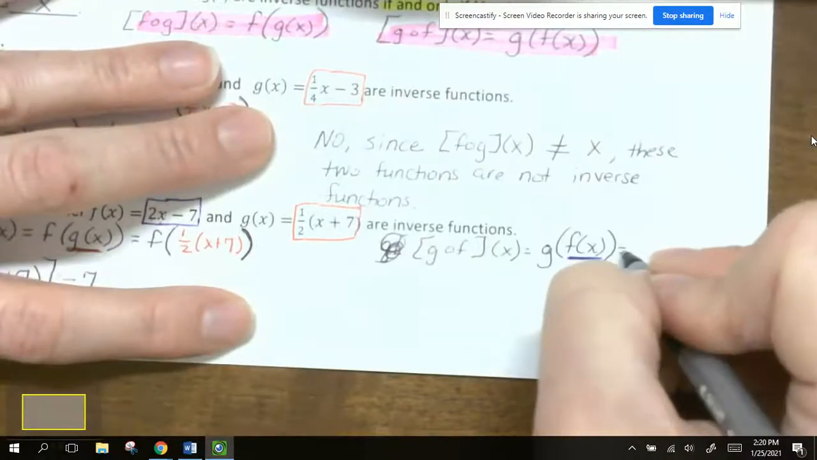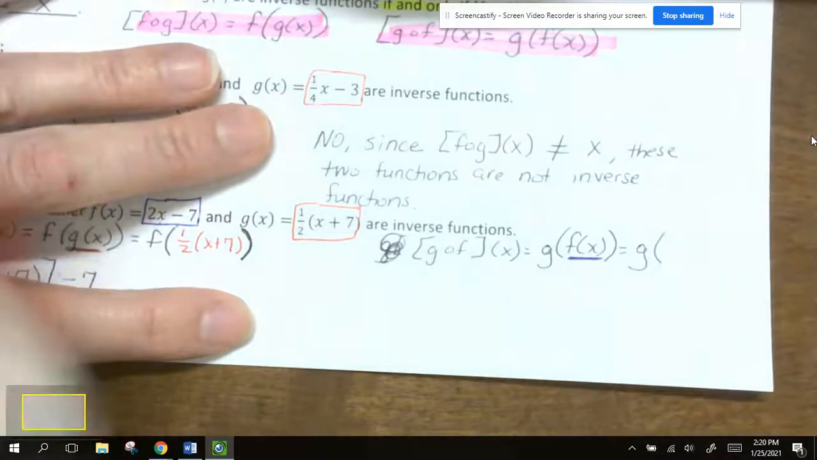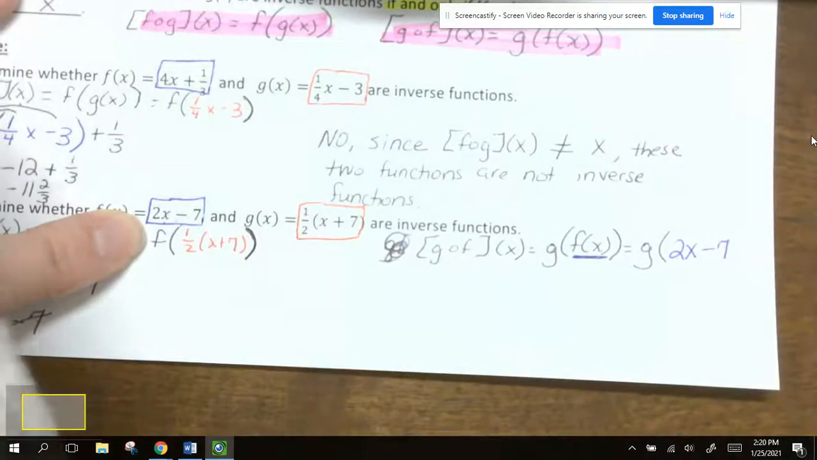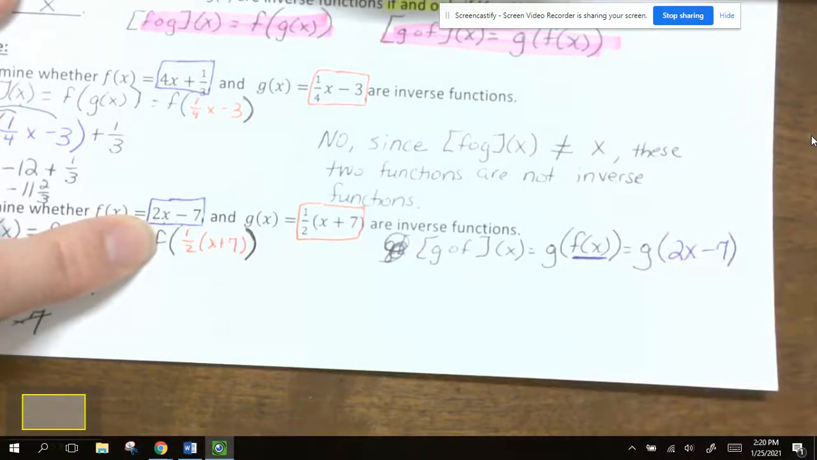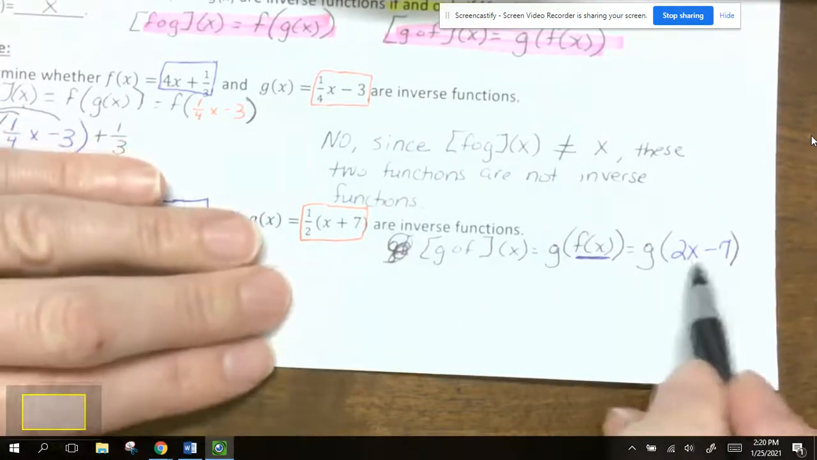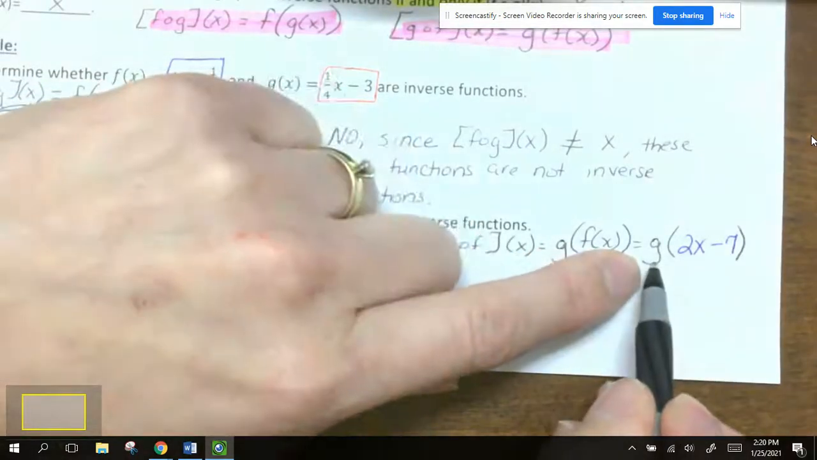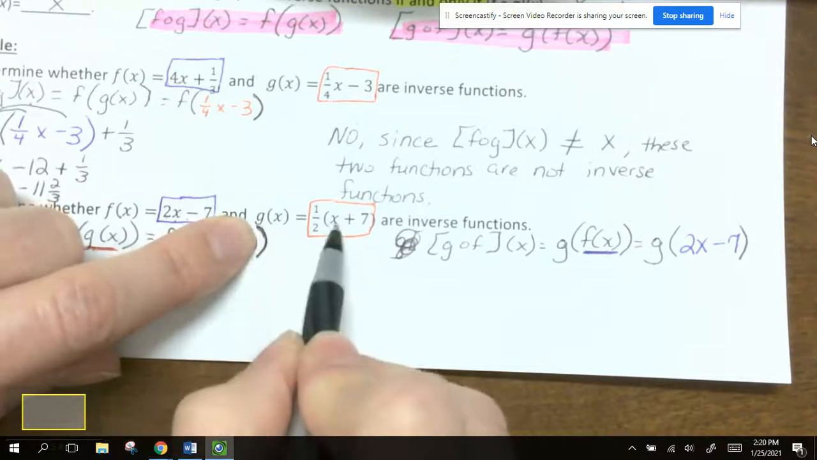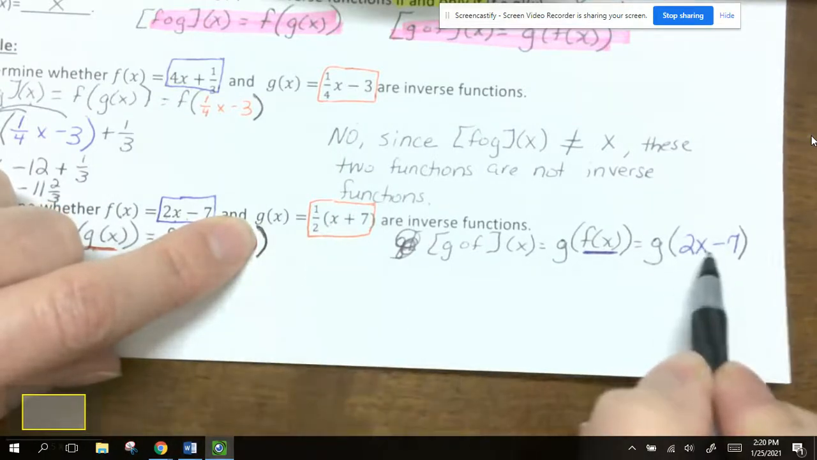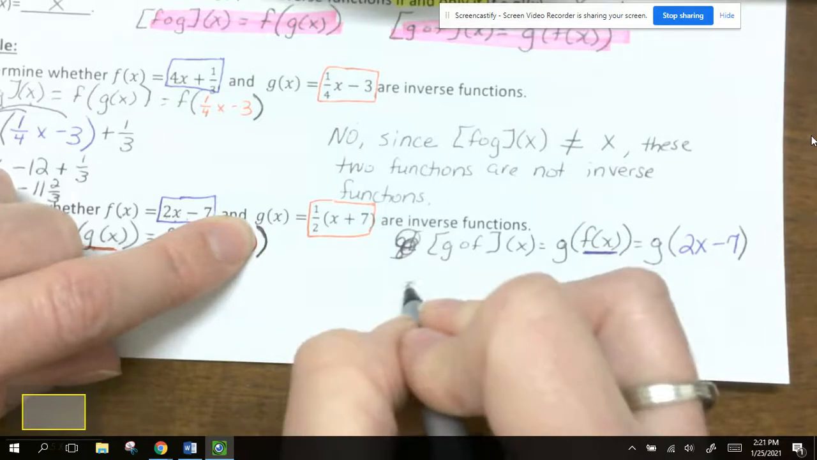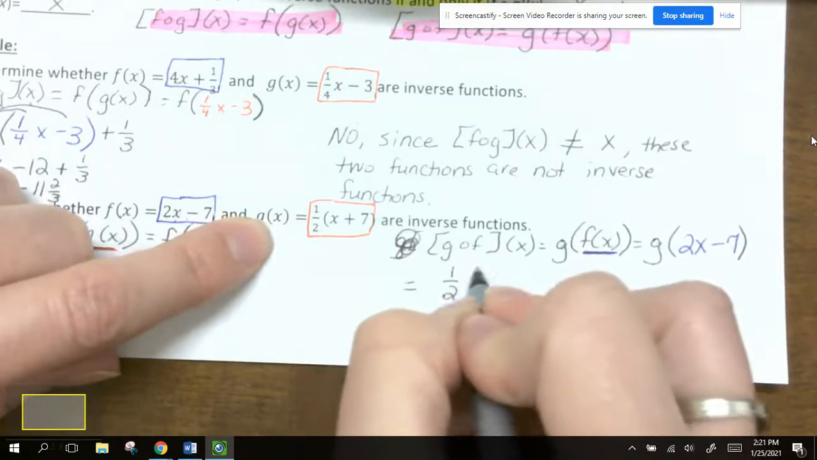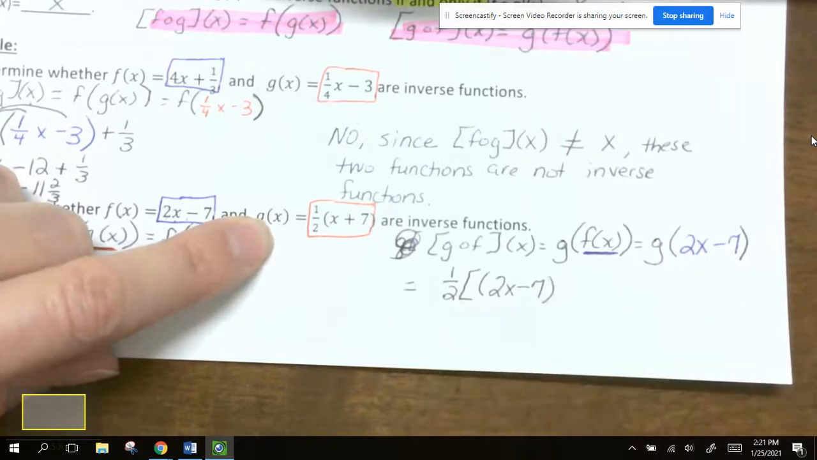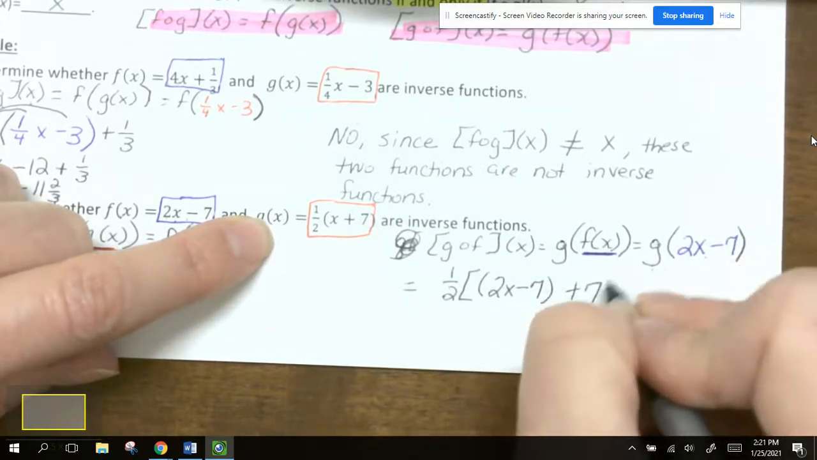So that means g of 2x - 7. Now I'm going to take that 2x - 7 and go to the g function. So here's my g function, and in the place of this x right here, I'm going to put 2x - 7. So now I've got 1/2 times (2x - 7) + 7.